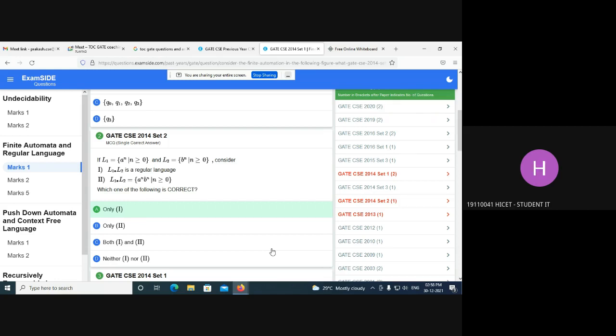Why can't L1 dot L2 be equal to a power n b power n? He explained why the second choice is wrong. So, L1 L2.